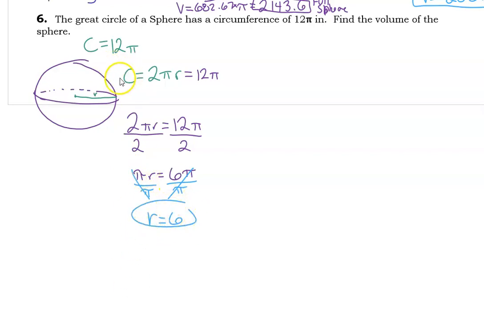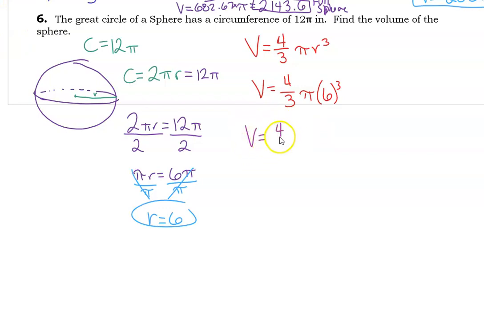So r is 6. Now that I know what my radius is, I can plug that into my volume equation. So 4/3 pi r cubed. Well, I know r is 6, so I'm going to plug that in. So 4/3 pi 6 cubed. Go ahead and simplify this. Volume is equal to 4/3. I'm going to leave that for now. Pi 6 cubed is 6 times 6 times 6, which is 216. So I'm going to multiply that.